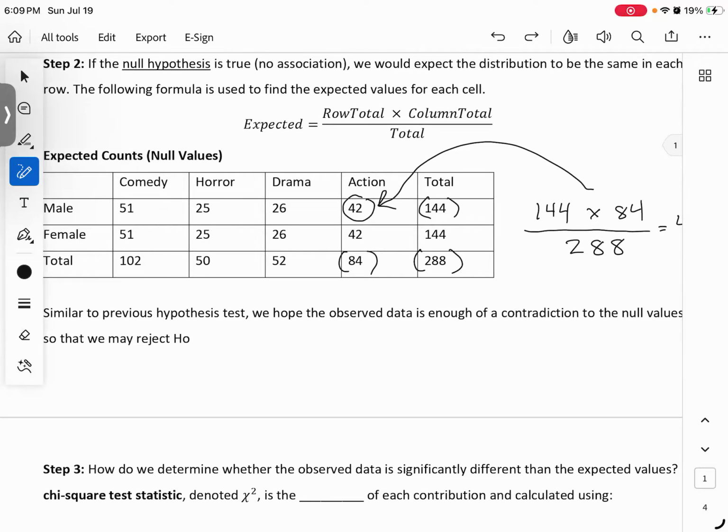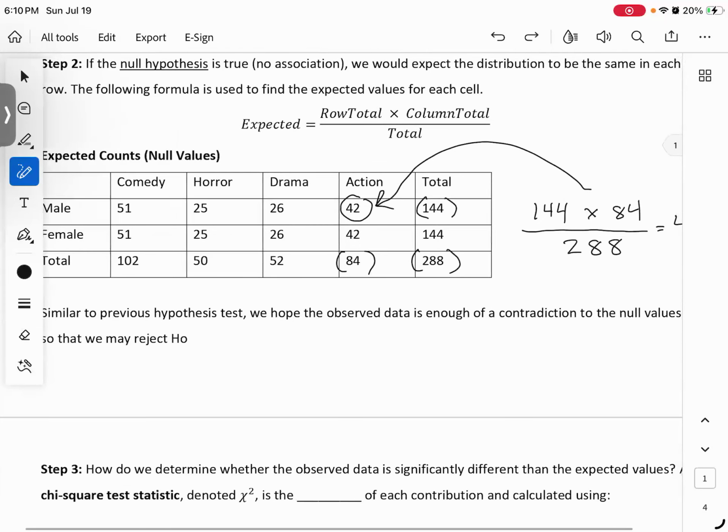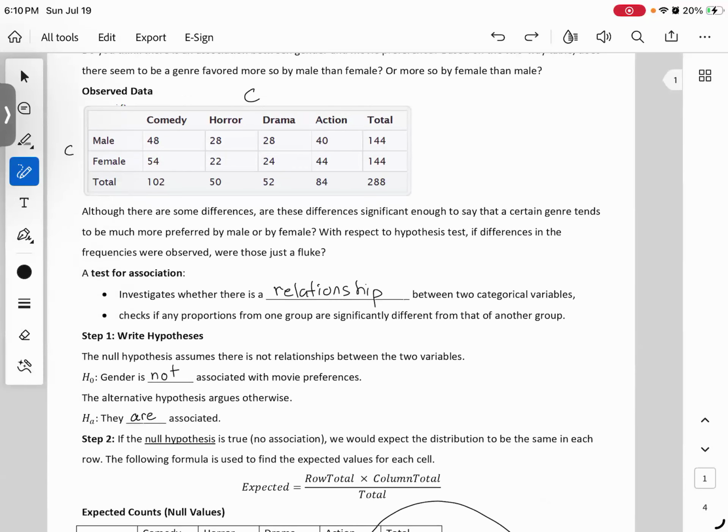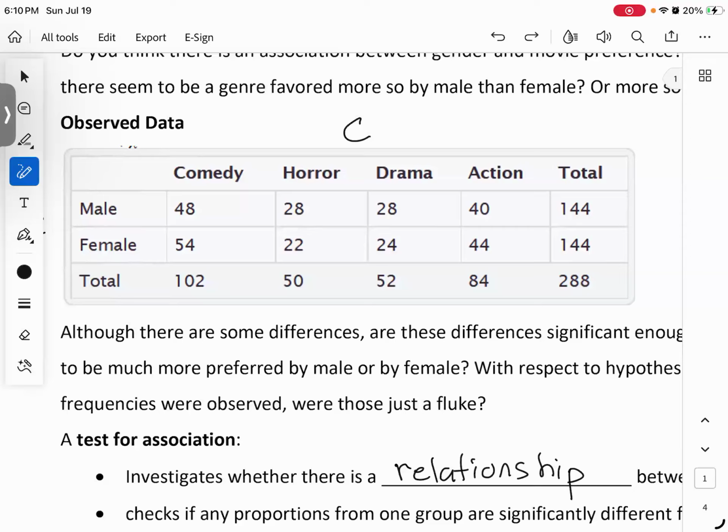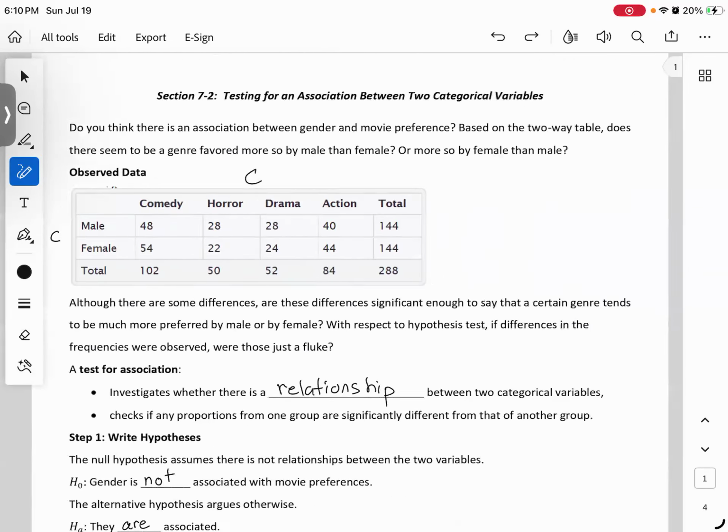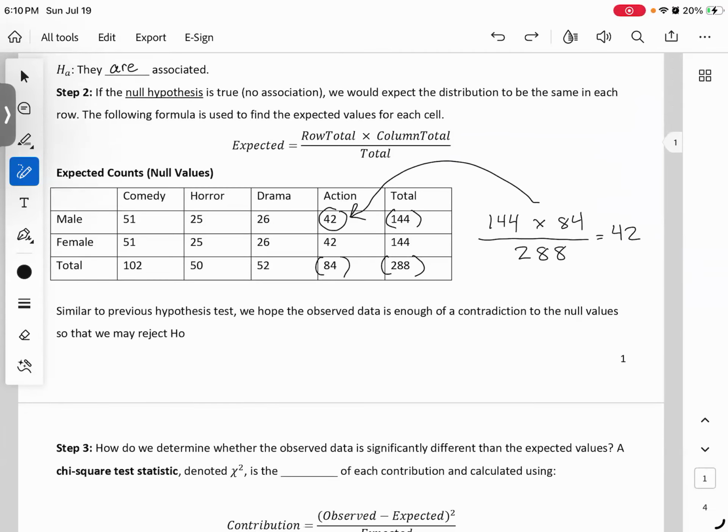Now, these values that we just received as representative of the null hypothesis being true, that male and female like everything the same, we want to hope that we have something that contradicts that. So remember the observed, which is up above. We're hoping that we get some contradiction between it and the expected counts. And if we do, it's going to end up with a p-value that'll suggest that the observed was not a fluke, that there is supposed to be some sort of difference between male and female.